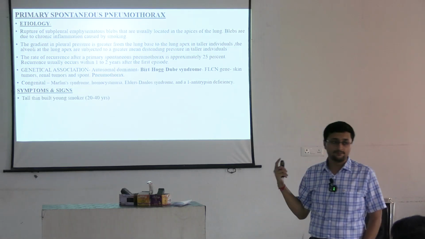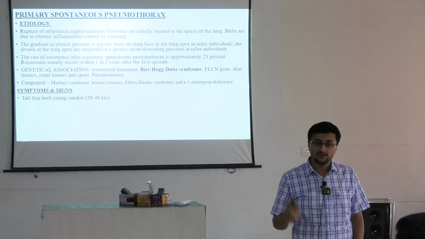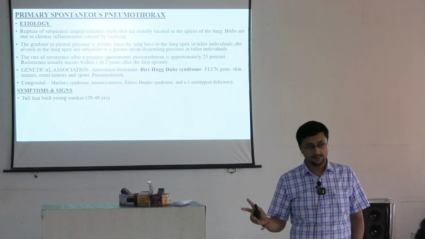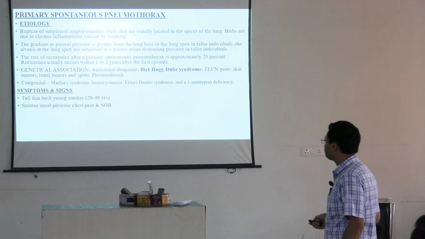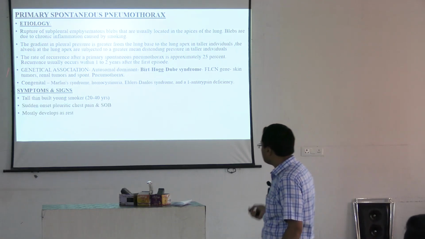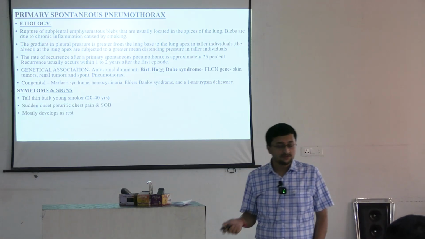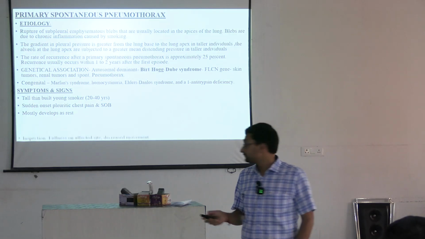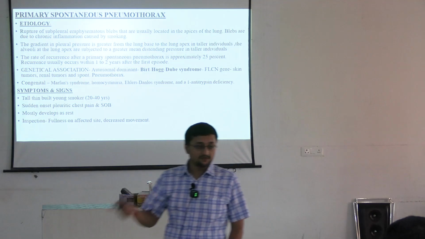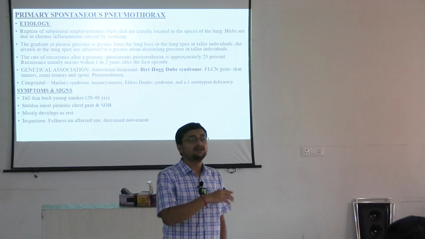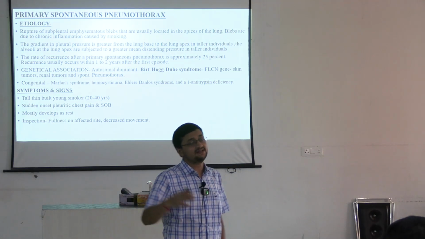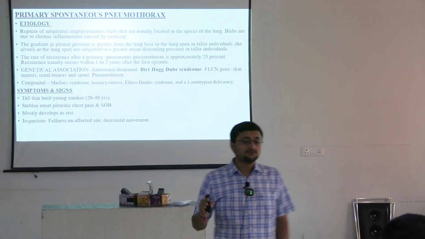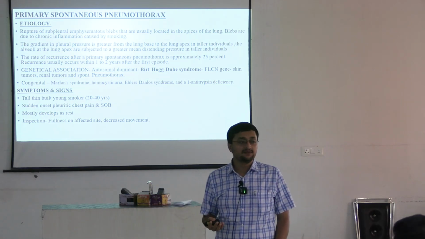Symptoms, actually the patient characteristic will be tall, thin built, young, smoker individual in case of primary spontaneous pneumothorax. Sudden onset pleuritic chest pain and shortness of breath mostly develops at rest, okay, and definitely, as I said a while ago, even the patient may be asymptomatic after some time, okay. So what inspection findings will you get?